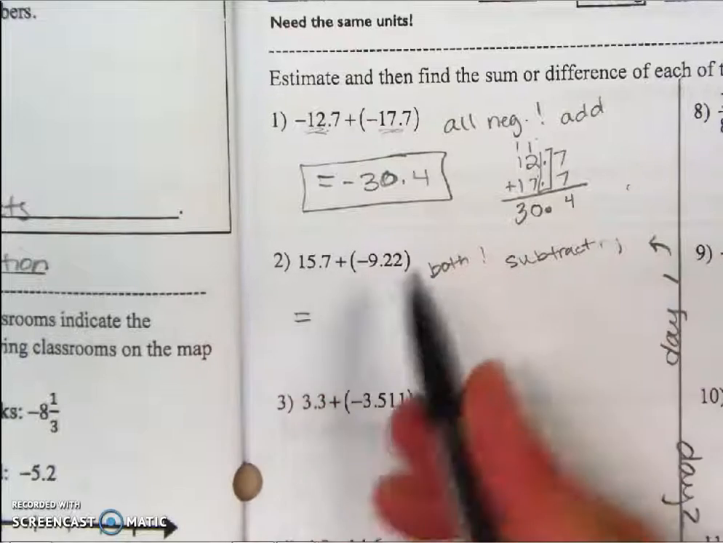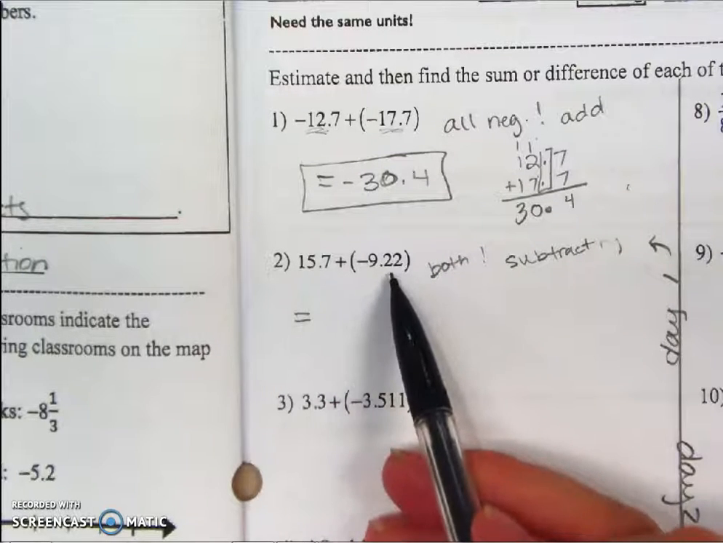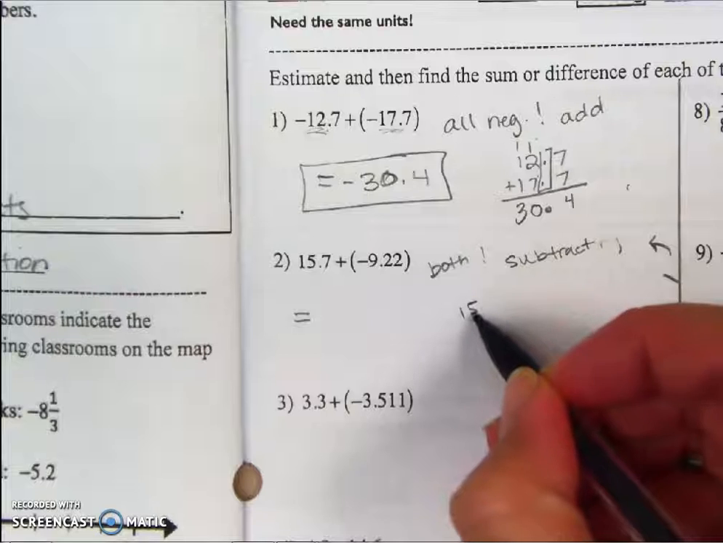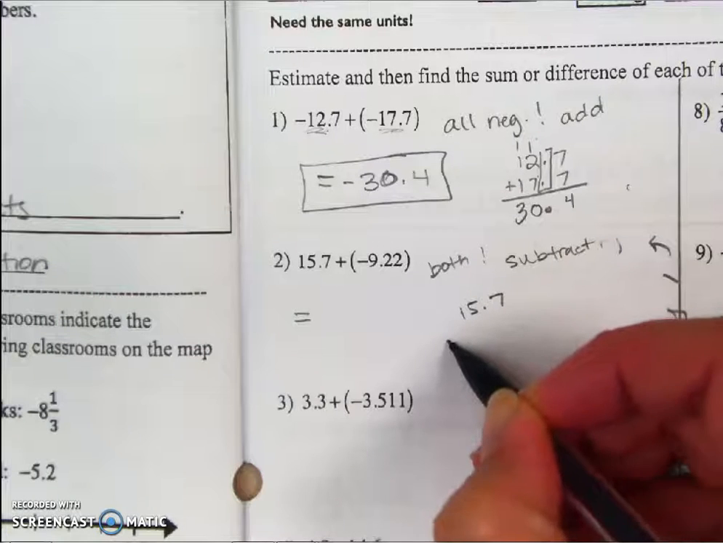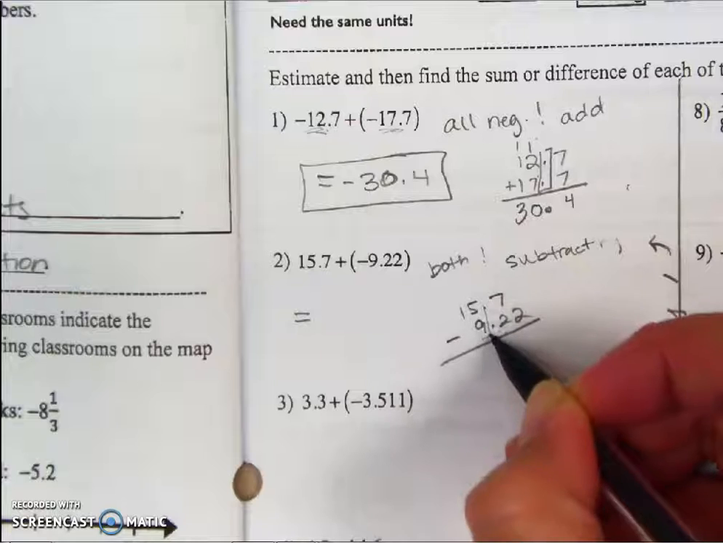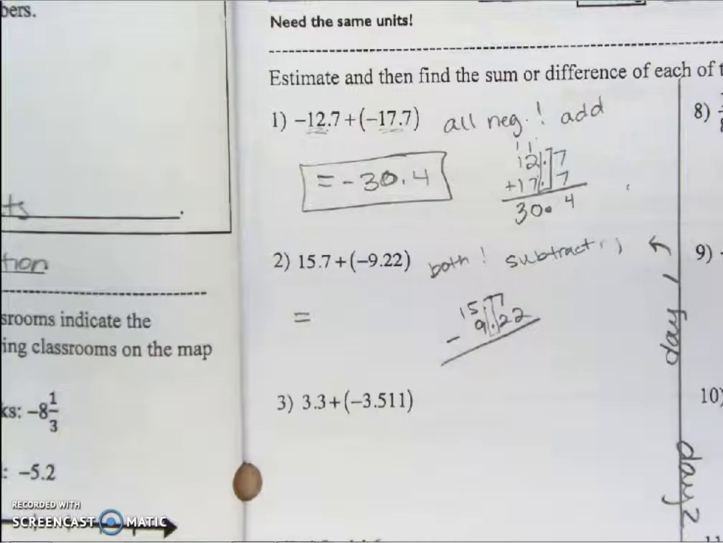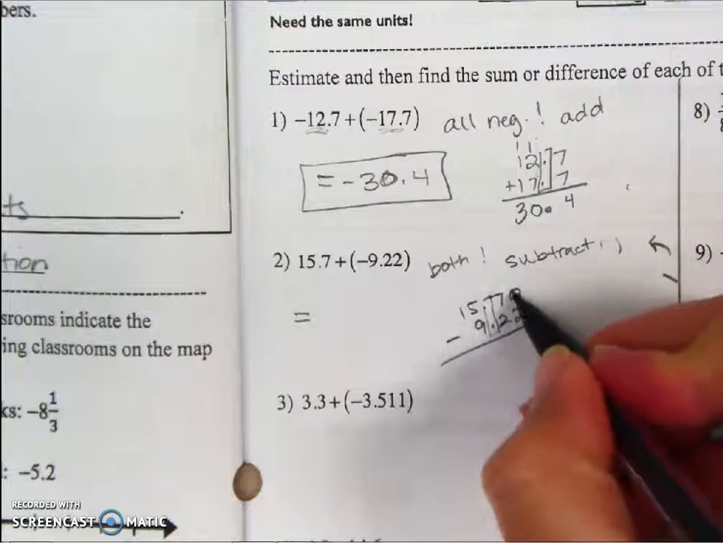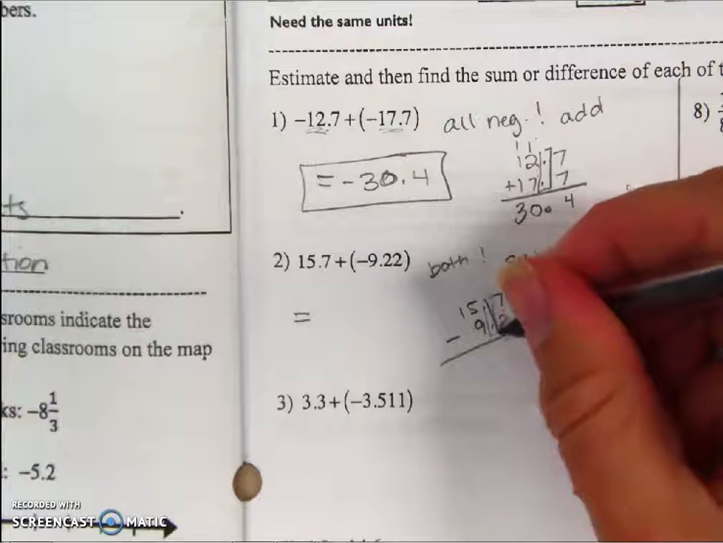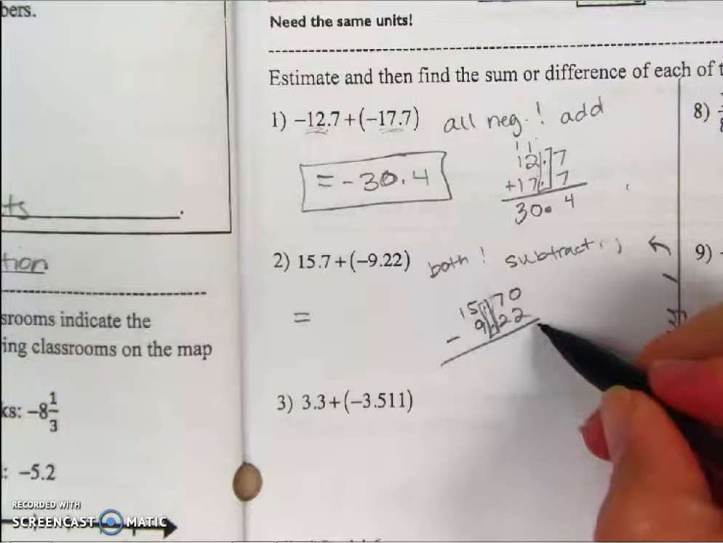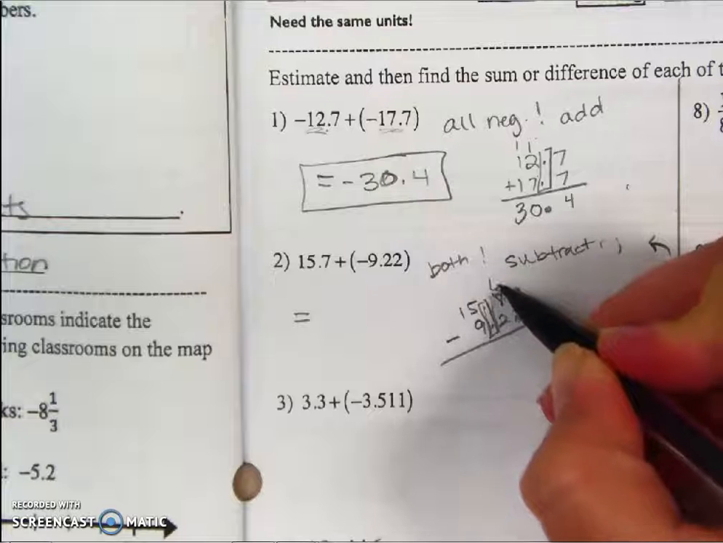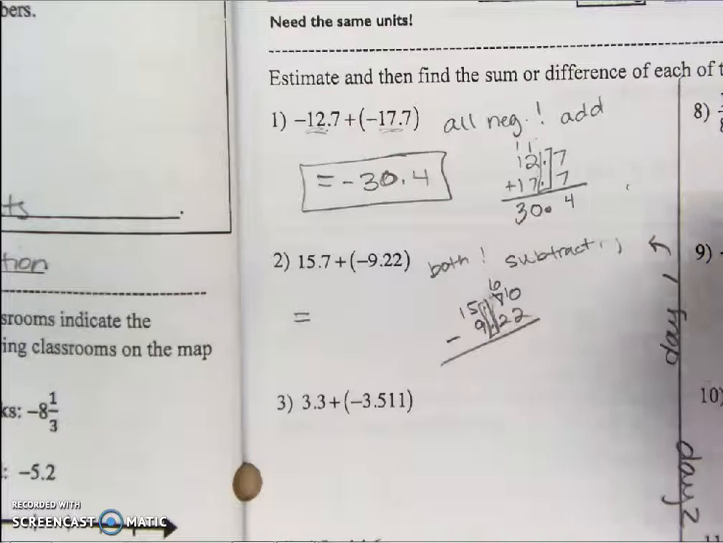But do I have more positive or more negative? Well, I have more positives. How many more? Well, that's where we have to subtract. 15.7 minus 9.22, lining up those decimals right there and filling in a 0 right here. Now remember, we have to borrow. Don't forget about your borrowing. So we cannot take 2 from 0, so I have to borrow from the 7, make it a 6, and give that 10 right here.